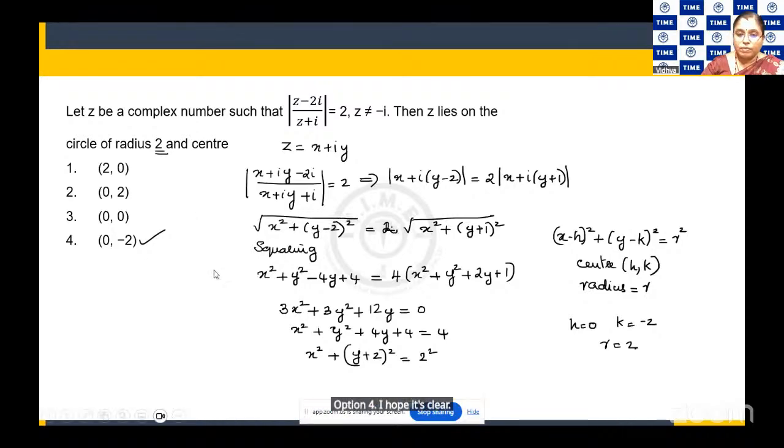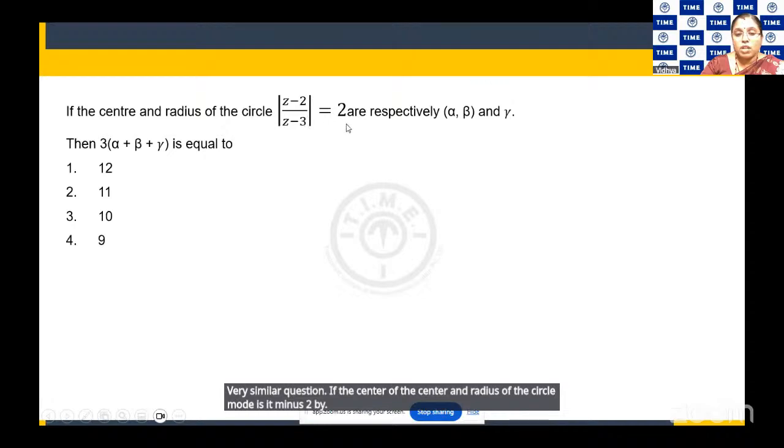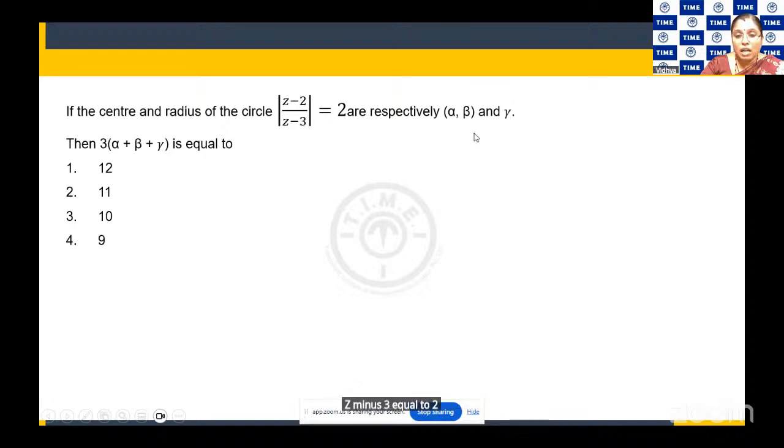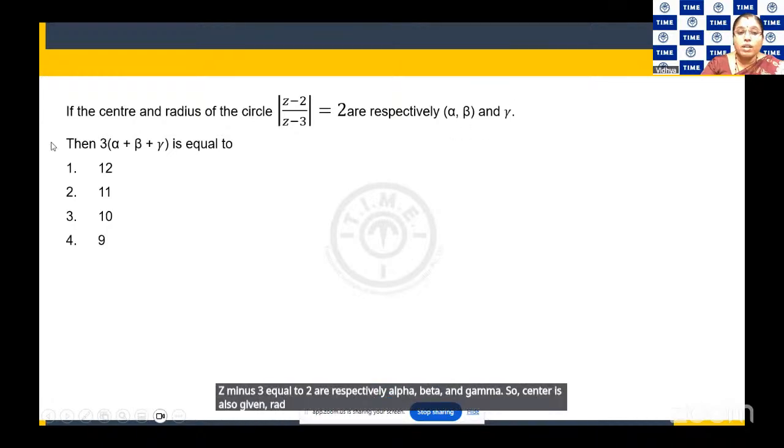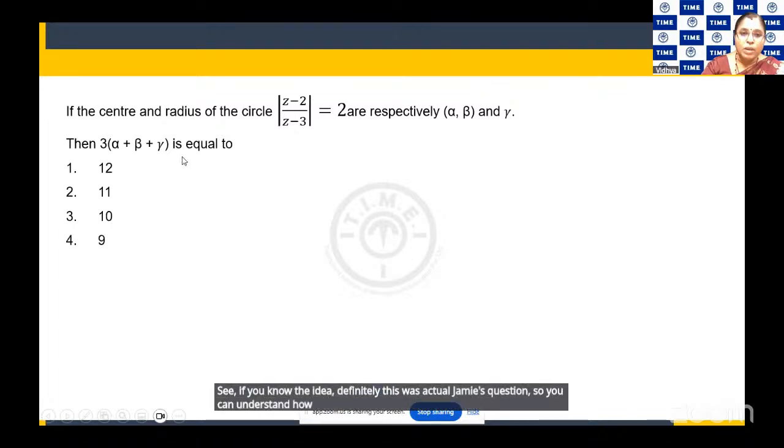Now, our next question, a very similar question. If the center and radius of the circle mod (z minus 2) by (z minus 3) equal to 2 are respectively (alpha, beta) and gamma. So center is also given, radius is also given. We have to find out the value of 3 into (alpha plus beta plus gamma). See, if you know the idea, definitely this was an actual JEE Mains question. So you can understand how easy it will be. The only thing is that you have to be familiar with what we have to do.